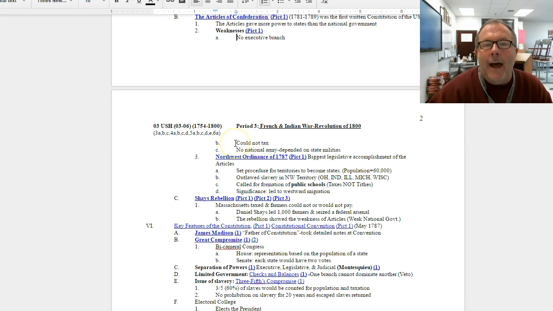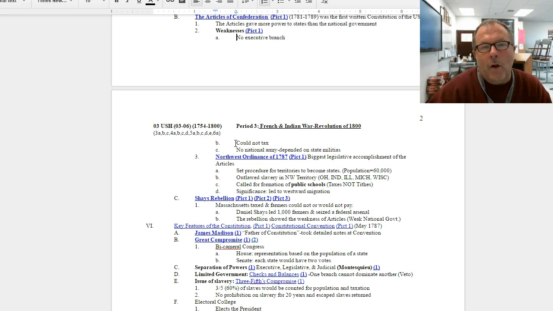B is could not tax. And what they mean by this is no national tax. They were okay with state taxes. They understood the necessity of raising revenue. They were just against the national government placing a tax on the states, and so they outlawed it.